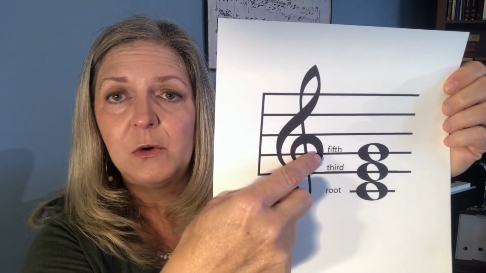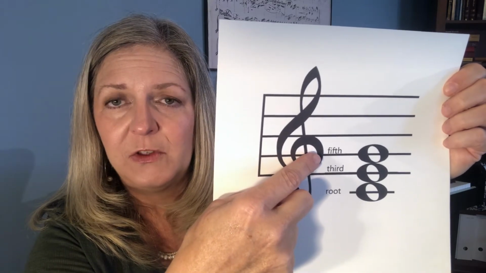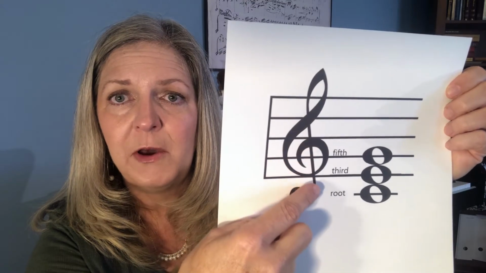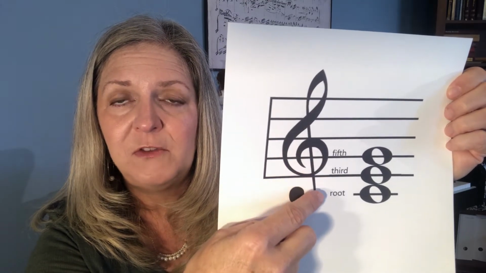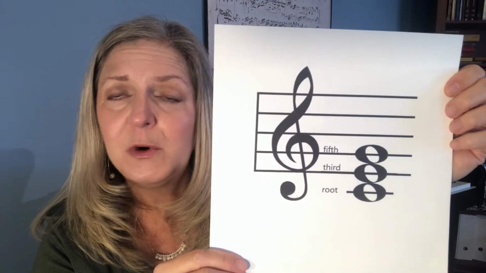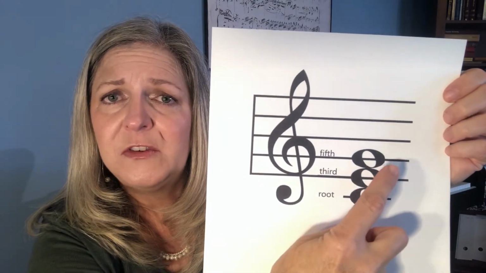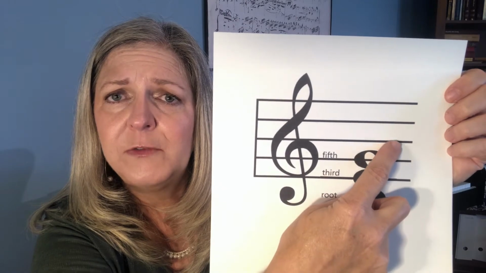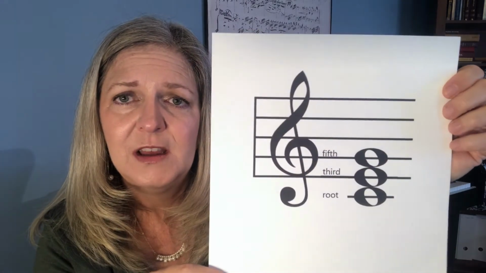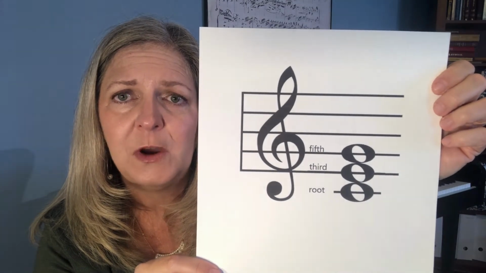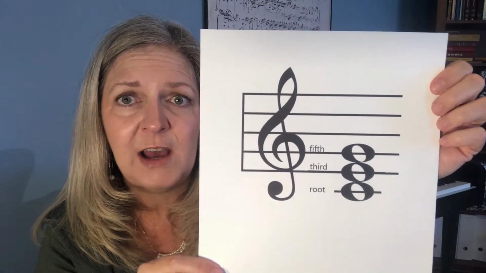The top note of the chord we call the fifth of the chord. It's a fifth above the root. G is a fifth above C. If this were a G chord, the lowest note would be G, the third of the chord would be B, and the fifth of the chord would be D. So there you go. That's what a triad looks like on the staff.